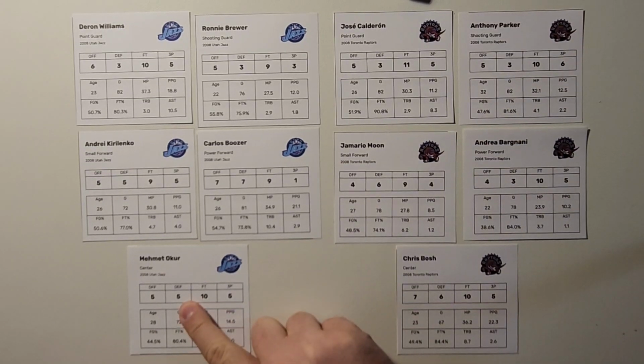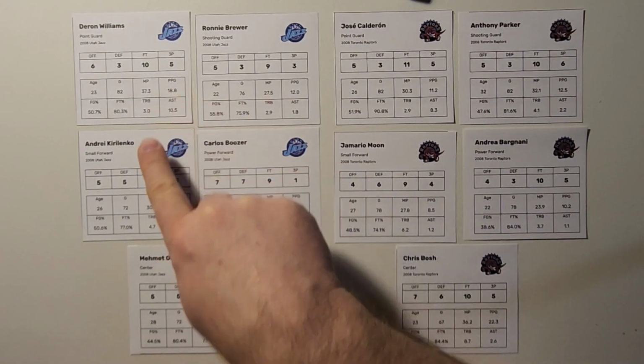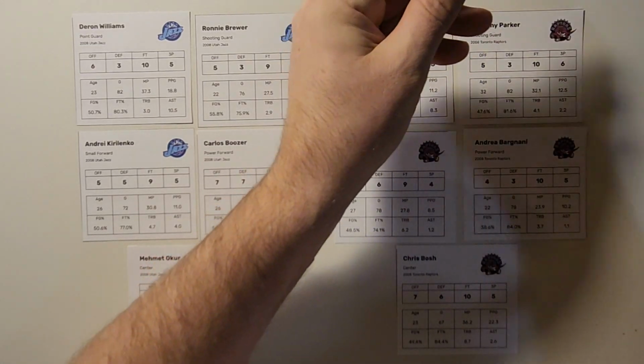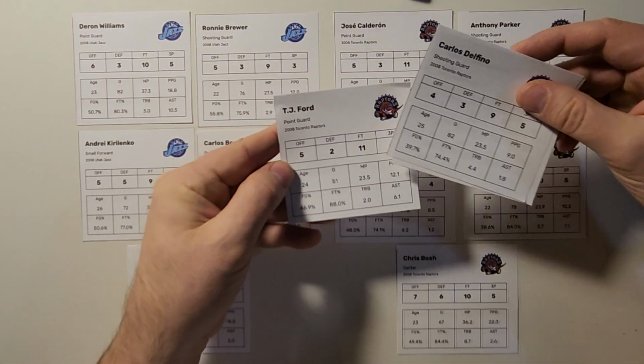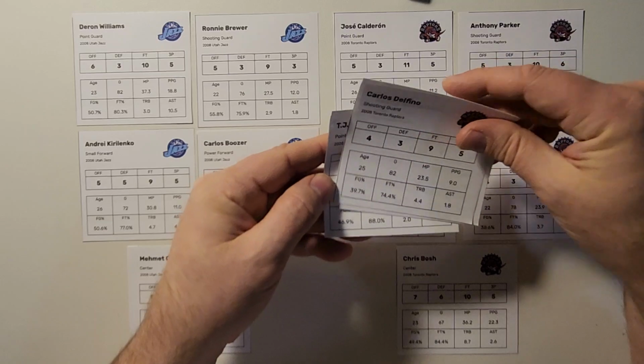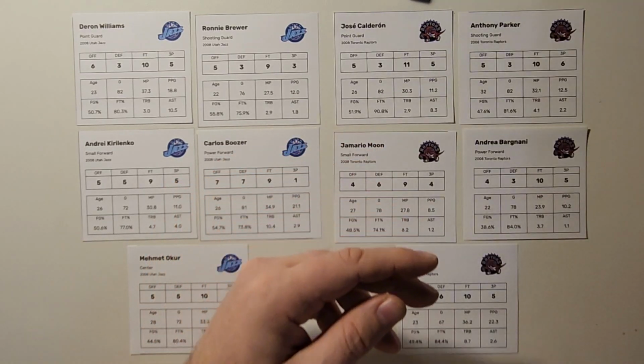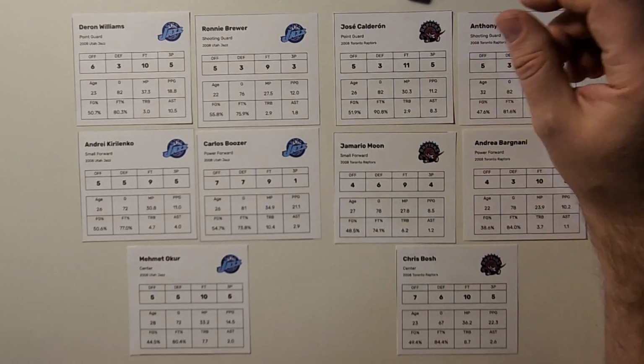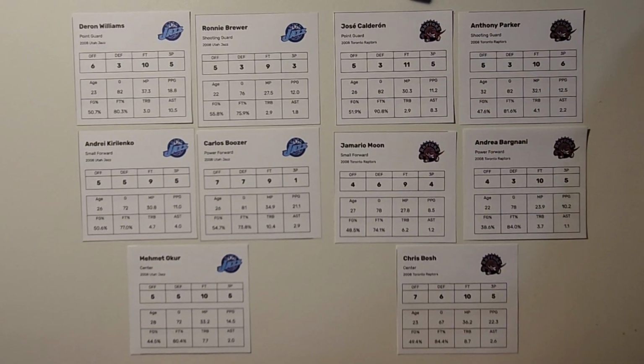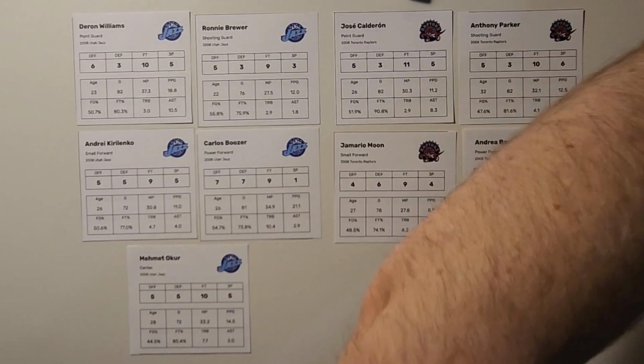You can see here Okur, a lot of these guys, you're going to get higher numbers from your front court players, but I don't know if we have any. TJ Ford, a very offensive guard, didn't play a lot of defense. Roshan Nesterovich, a very offensive big man, not a defensive player. We have a few others over here.